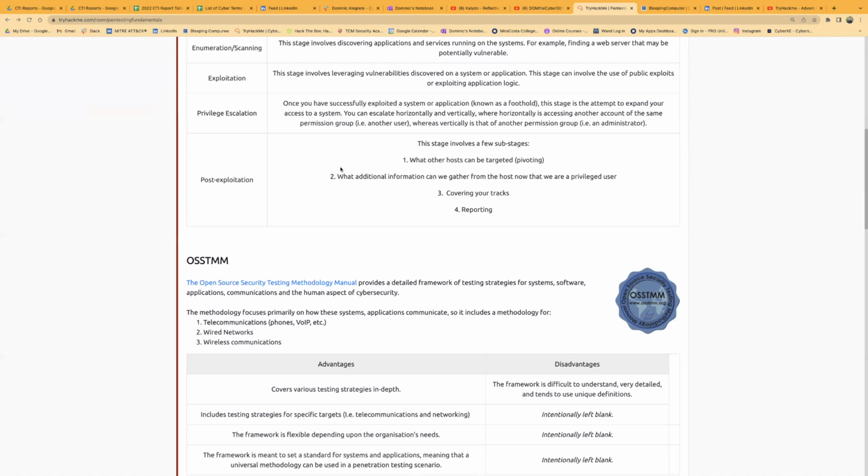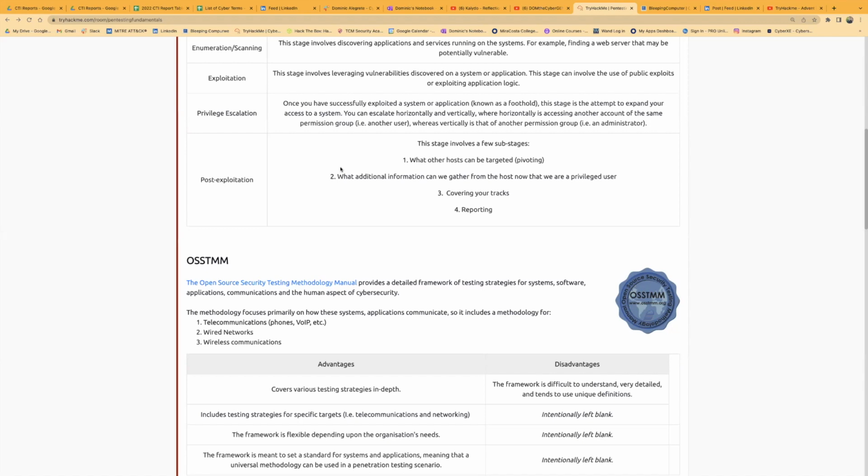Also, being able to gather any additional information from the host, right? Since now you're a privileged user, and then you're going to be covering your tracks, basically making it look like you didn't even do anything, right? So this would be exfiltrating the data. Usually in an attack, a threat actor will have a C2 channel, a command and control channel, that allows them to relay commands to the affected device, as well as exfiltrate the data out of the network without being caught.